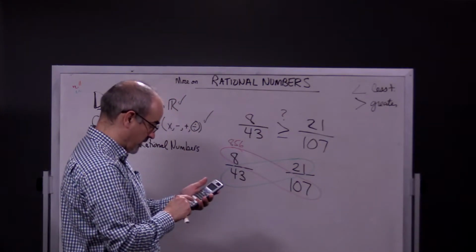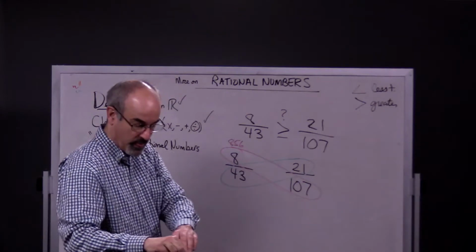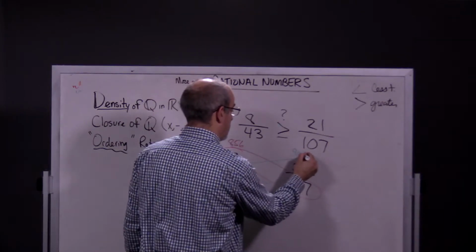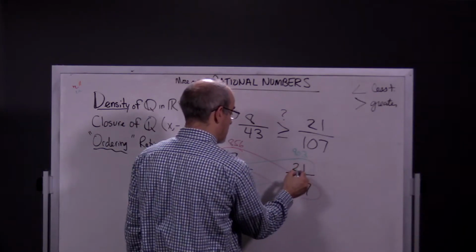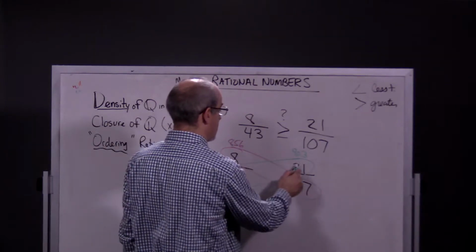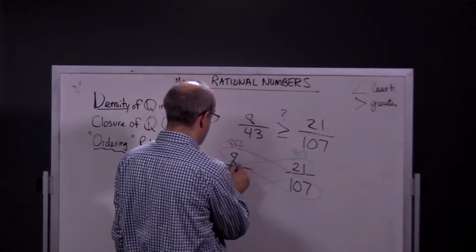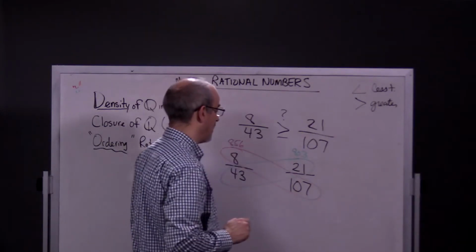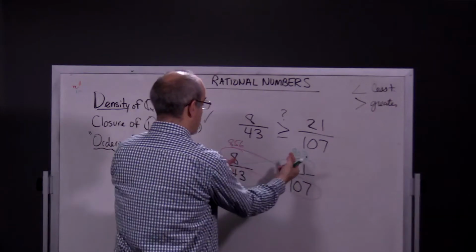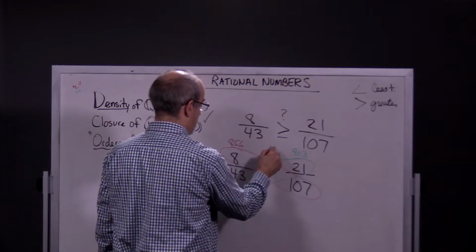21 times 43, you get 903. So you write that here. Since this is the top number of these two, you write the product of these two above that one. Then you just look to see which of these numbers is bigger. Well, 903 is bigger than 856.